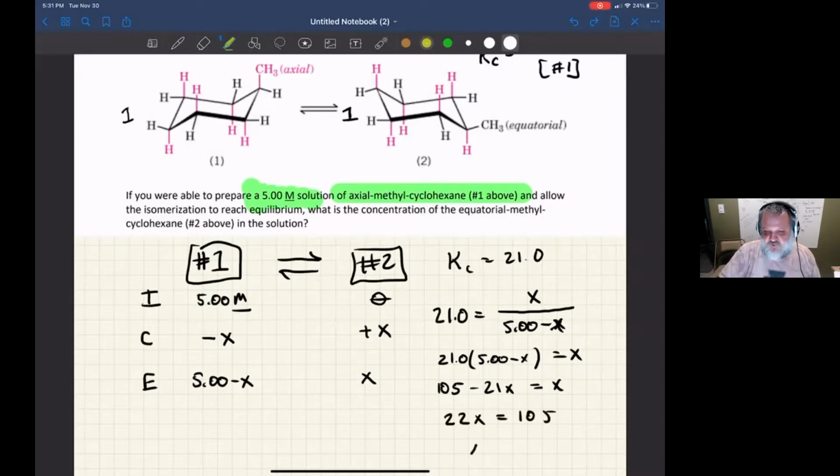Now I'm going to divide by 22, and I get 4.77 molar. I'm looking for the concentration of number 2. x is the concentration of number 2. And so 4.77 molar is the concentration of number 2. And that's the solution to the problem.